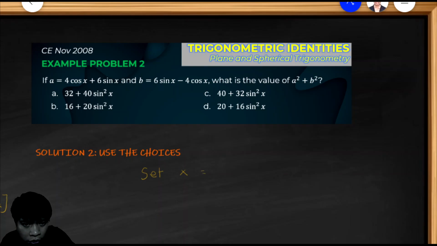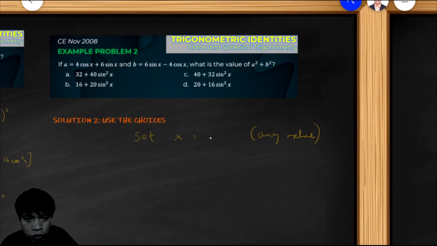Okay? So, again, mas maganda guys kung yung value ng x natin na isa-set is something na may decimal. For example, is 27.6 degrees. So, ang gagawin natin ngayon guys is hanapin muna natin yung a squared plus b squared. Kasi ito yung tinatanong dito. So, ibig sabihin, itong mga nandito sa choices are actually mga values sila ng a squared plus b squared.